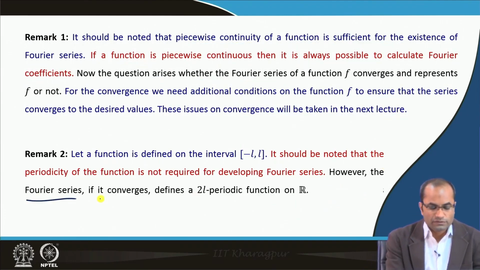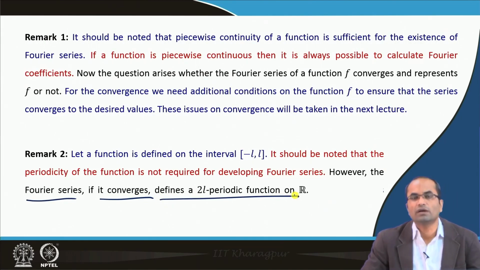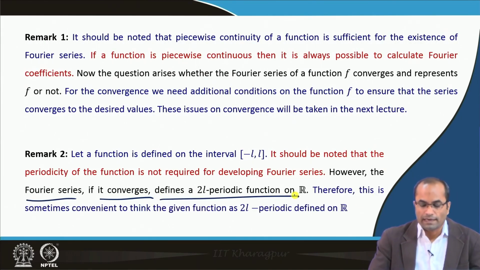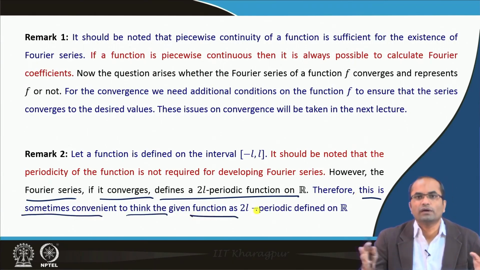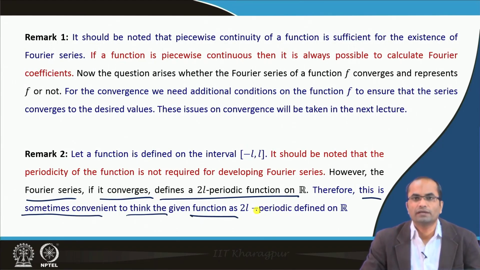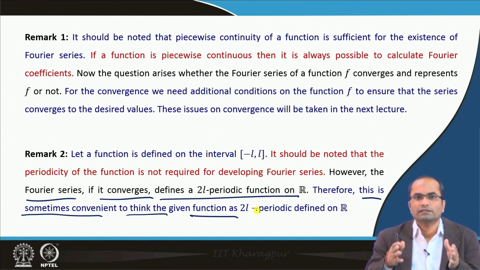However, the Fourier series, if it converges, will define a 2L periodic function on R, and therefore it is sometimes convenient to think that the given function is a 2L periodic function defined on the whole R, but as such it is not required. A function is given in some domain, we can write down its Fourier series, and if this Fourier series converges, it will converge to a periodic function. In one period, the function will be exactly the same which we have used for constructing the Fourier series.